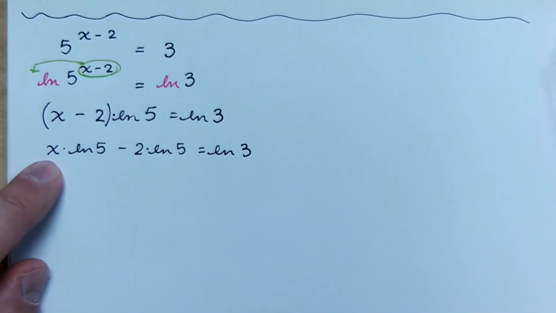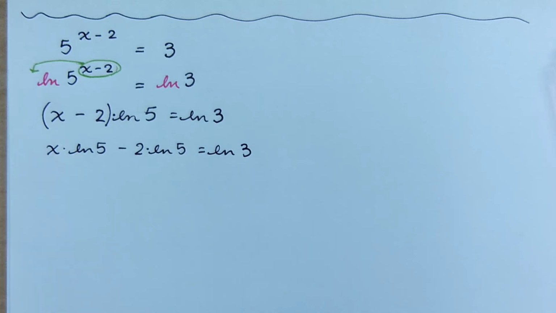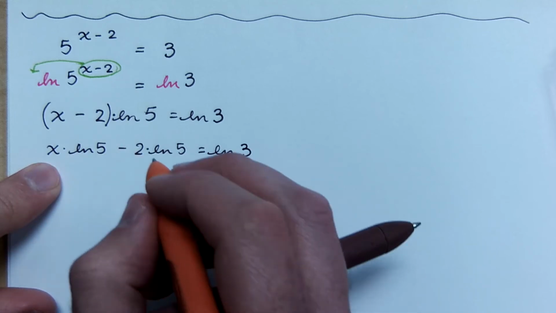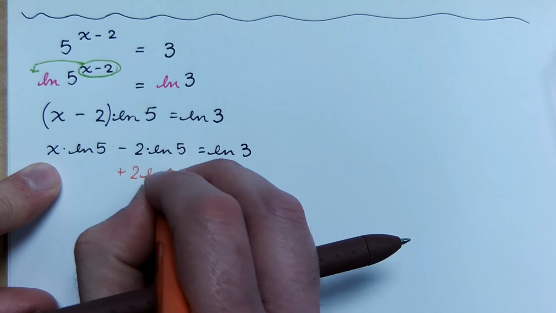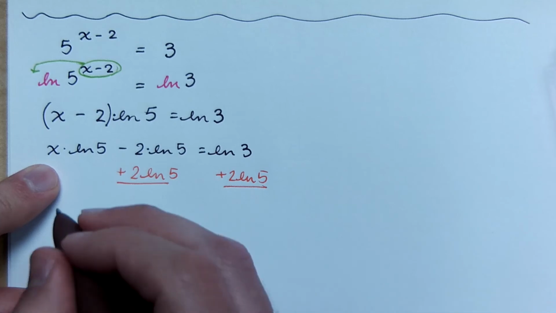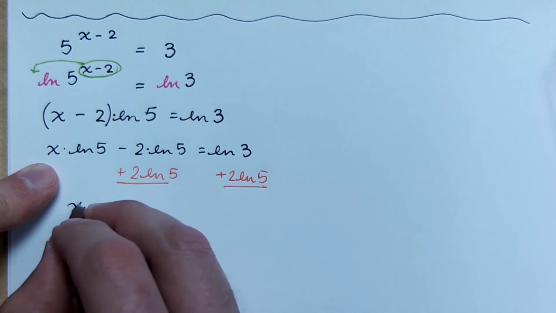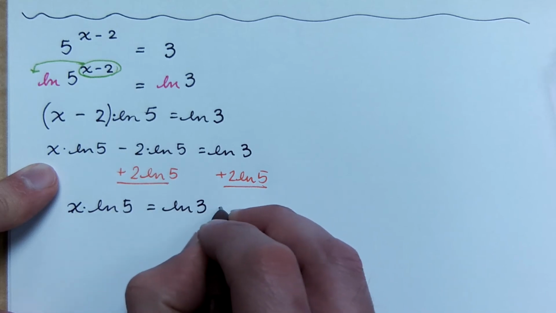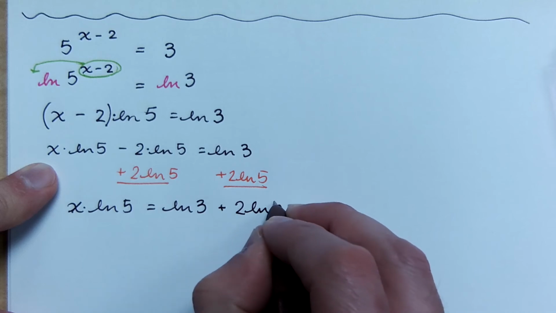This is your x. This is the only instance of x, so start peeling away the layers until only x remains. What's the first thing you have to peel away? Divide by ln. I don't think that I would do that right now. I don't want to do any division until I've moved this other guy to the other side. So I would add 2 natural log of 5 to the other side. So now I have x times natural log of 5 equals the natural log of 3 plus 2 natural log of 5.